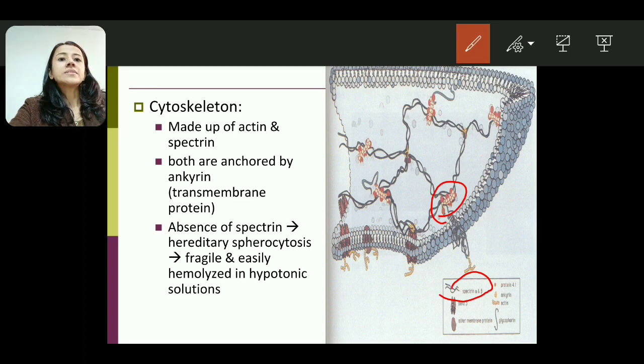And when there is absence of spectrin, that results in spherical shaped RBC, and the condition is known as hereditary spherocytosis. RBCs are spherical, so they can be easily hemolyzed when they are placed in a hypotonic solution.